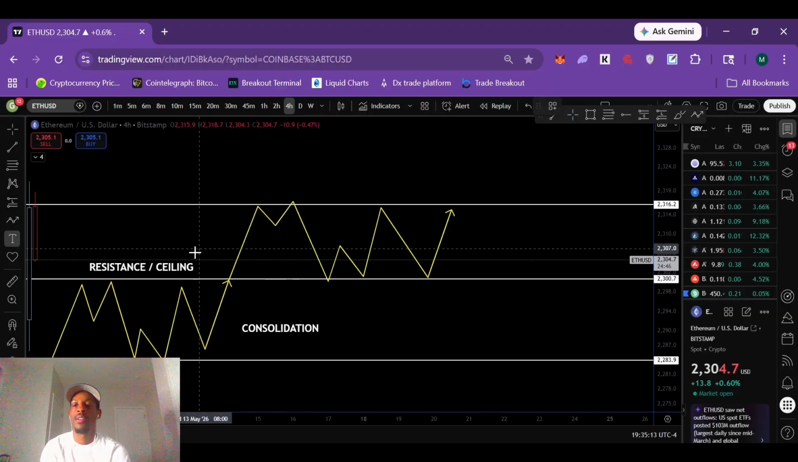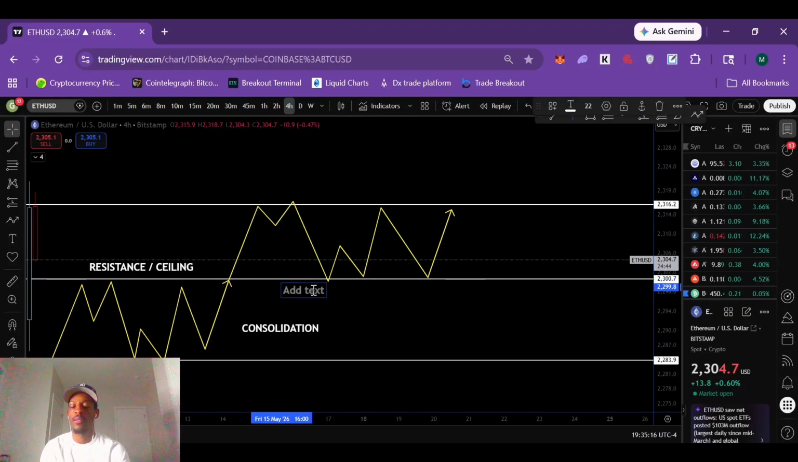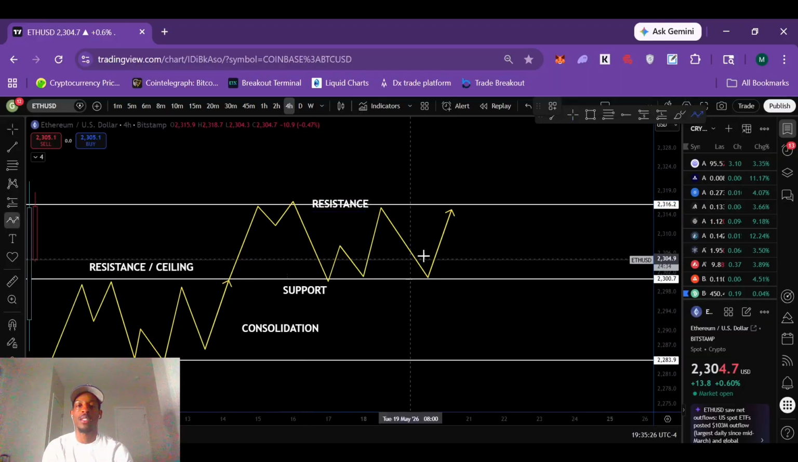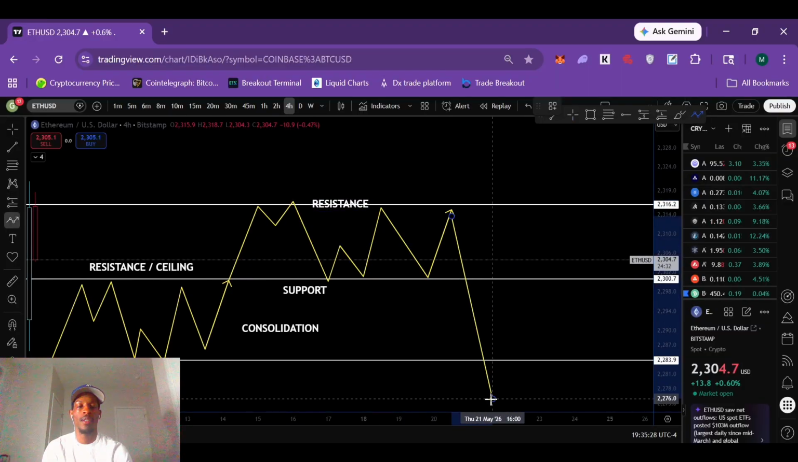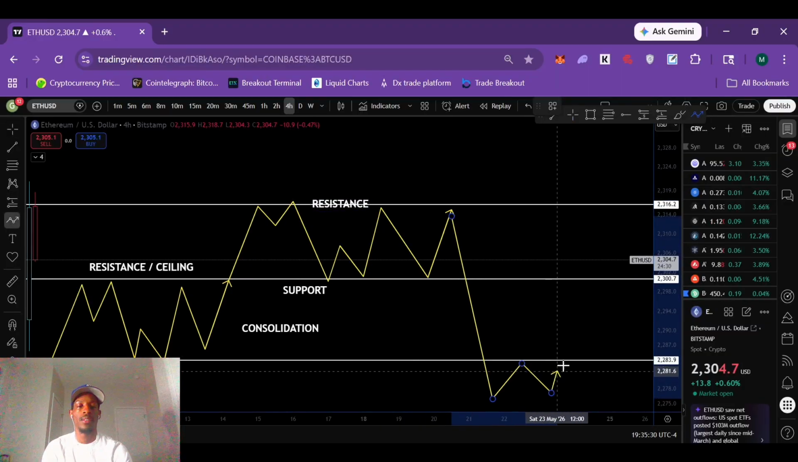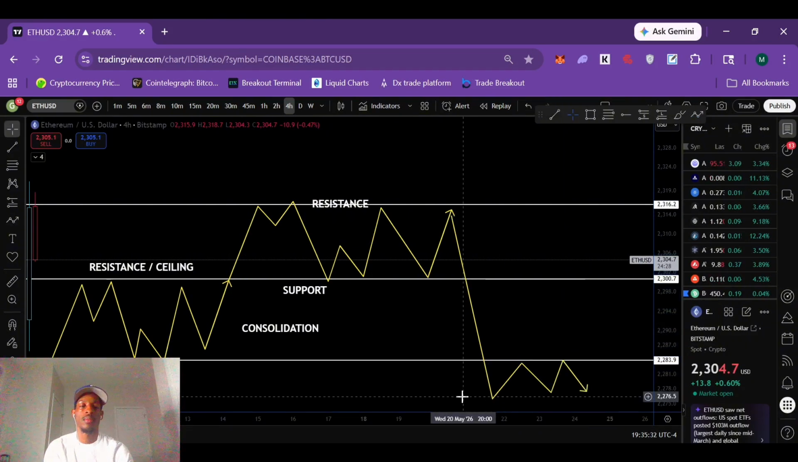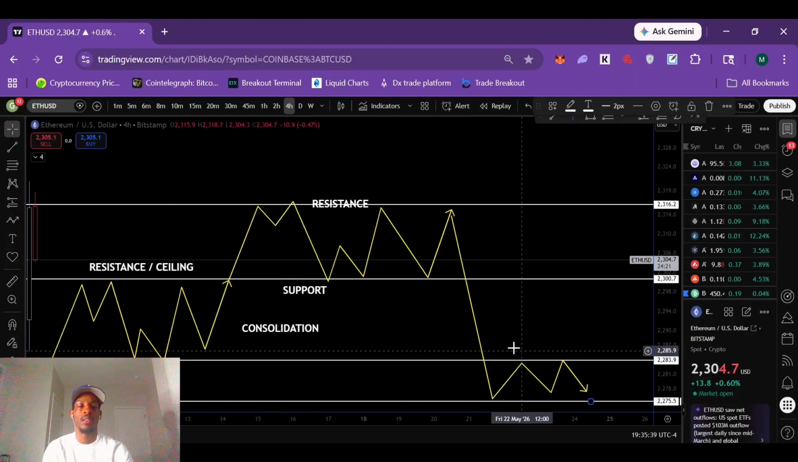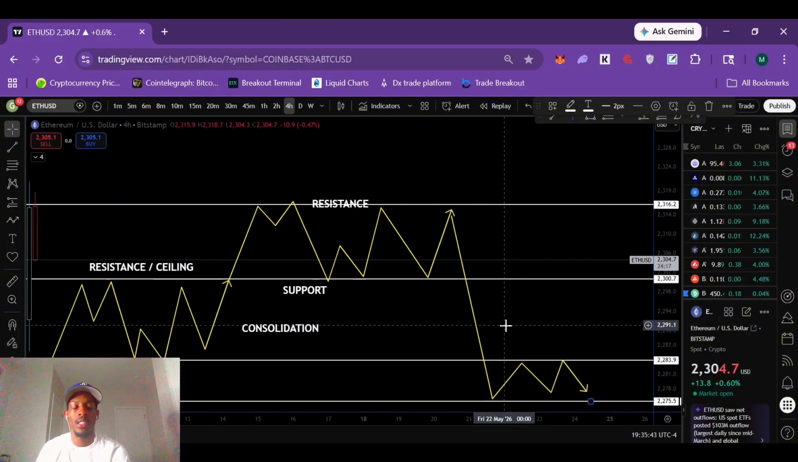So now your old resistance is now your support, and now you have a new resistance. And if price was to break through here, you would have a new level down here, which would be a new support, and your old support would be a resistance, right? So it basically will be able to play off of each other over and over again.